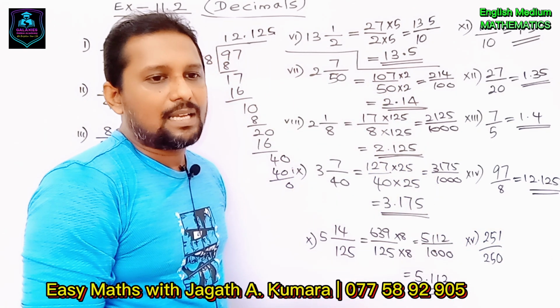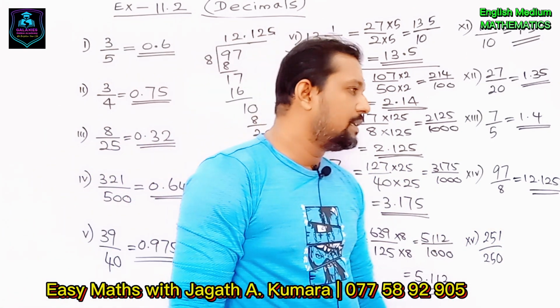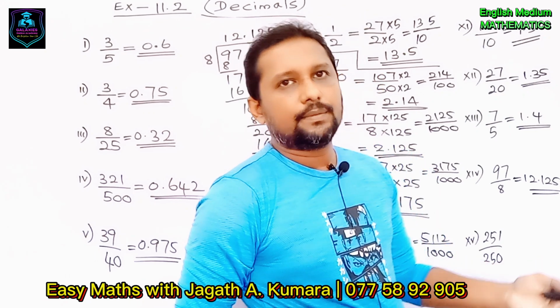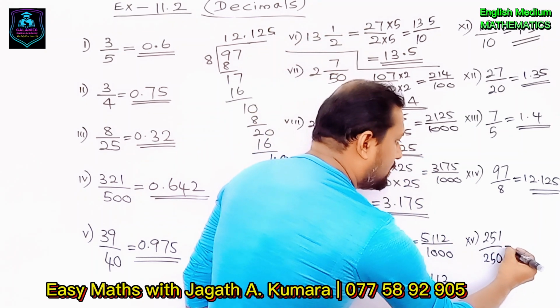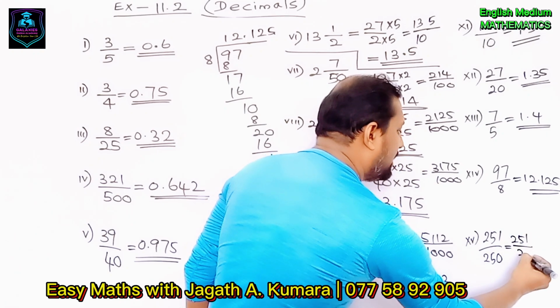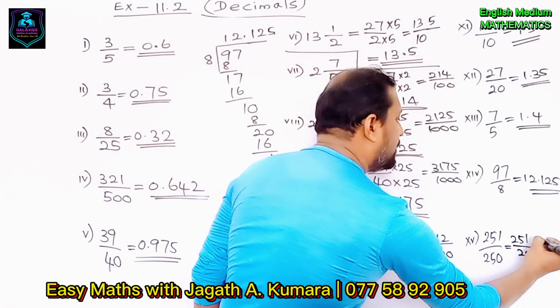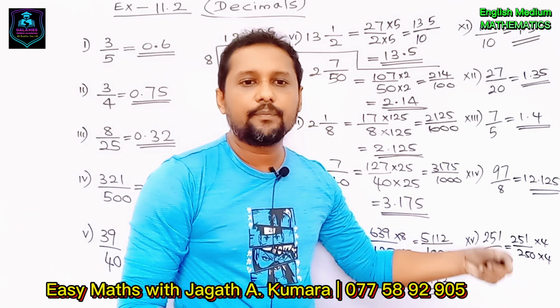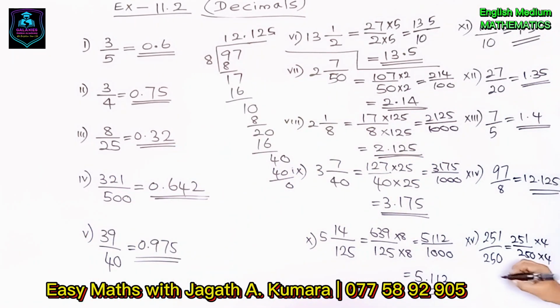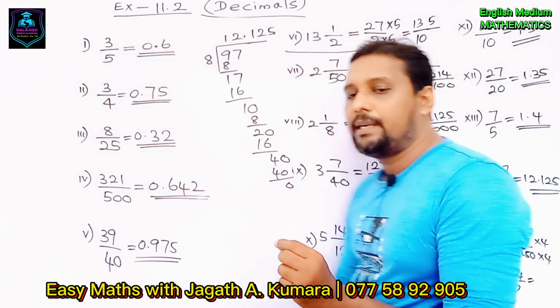Right. Look at the last one. For the last one, I will convert the denominator into a power of 10. Right? You can multiply both numerator and denominator by 4. You can convert the denominator into 1000. So I can write the denominator as 1000. For the numerator, I can write 4 times 1, 4. 4 times 5, 20. Remaining 2. 4 times 2, 8. 8 plus 2, 10. Then the denominator is 1000.